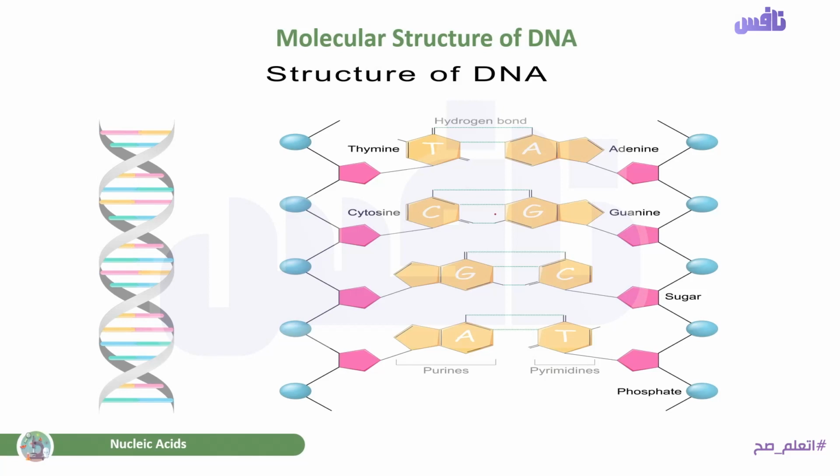And just have a look at another thing. We have hydrogen bonds here. We have 2 hydrogen bonds in green color, but here we have 3 hydrogen bonds in green color too.